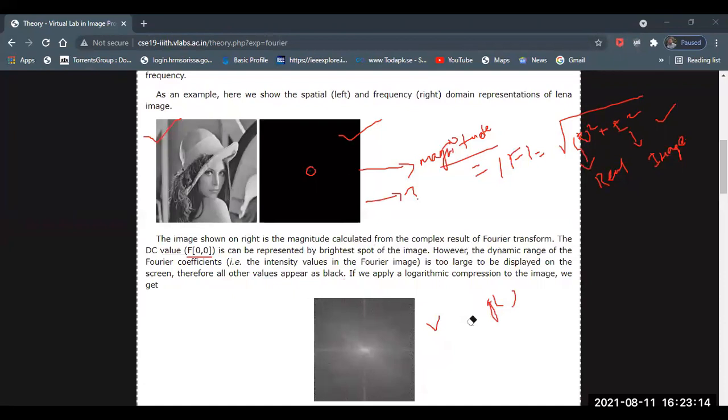Here you can see at the center of the image, this is my brightest part, which represents your coordinate (0,0). The rest of the pixels or intensity levels are directly proportional to the frequency, based on their distances from this center. I hope it is understandable to all of you.